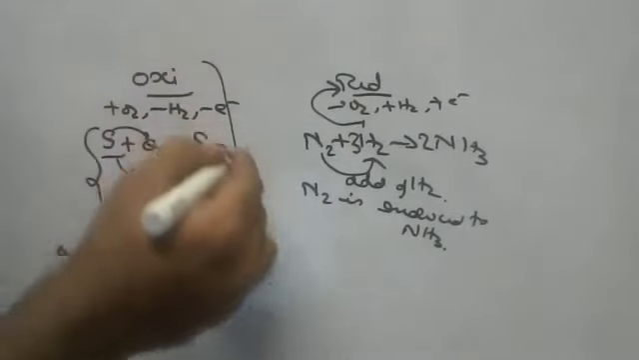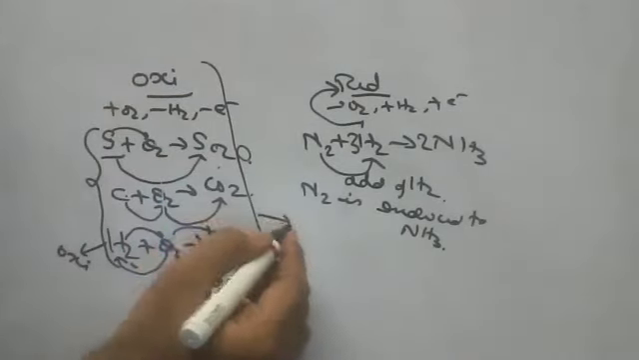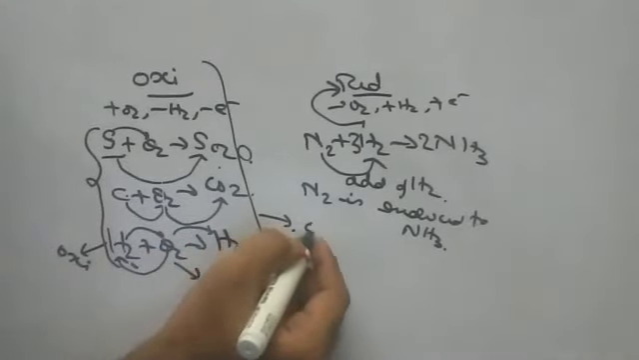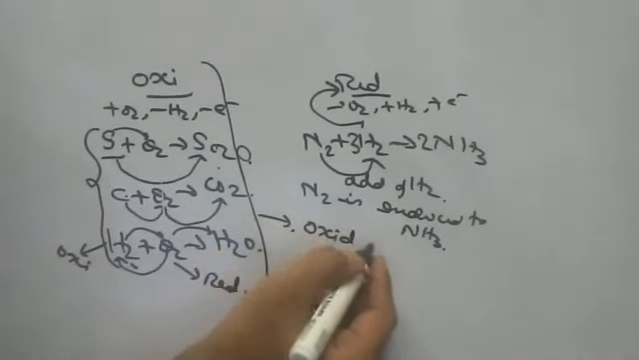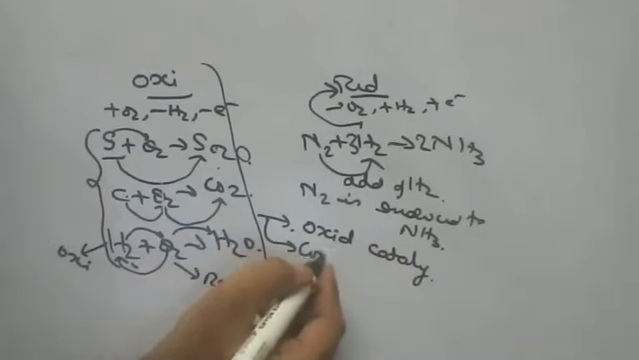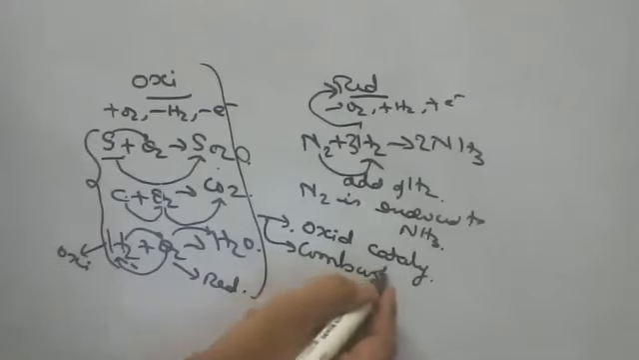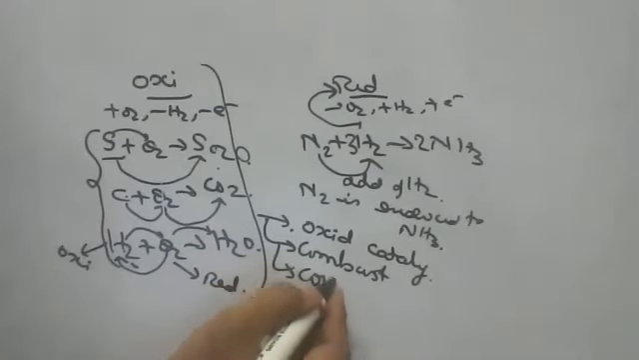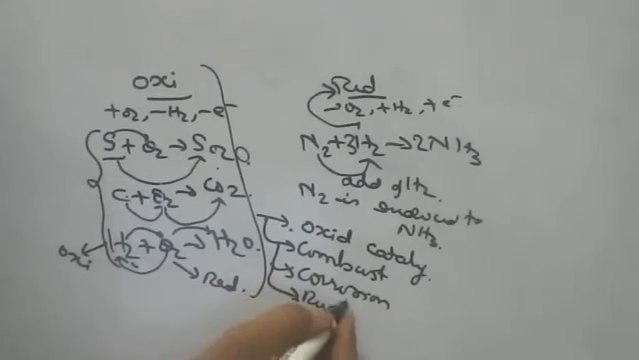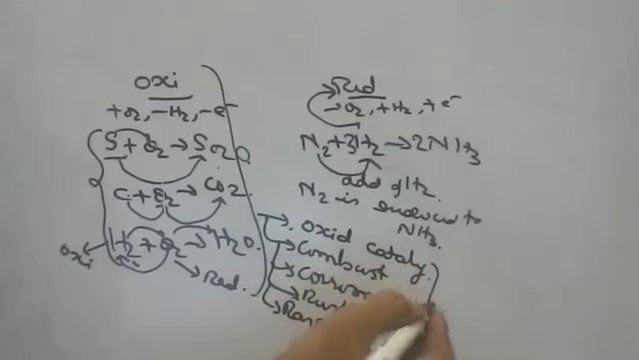And coming to oxidation, five varieties are there. What are the five varieties? Oxidation in presence of catalyst, combustion, corrosion, rusting, rancidity. This I will talk about in another part.